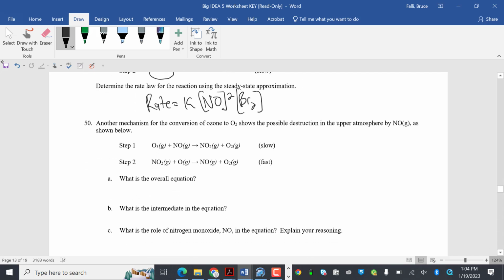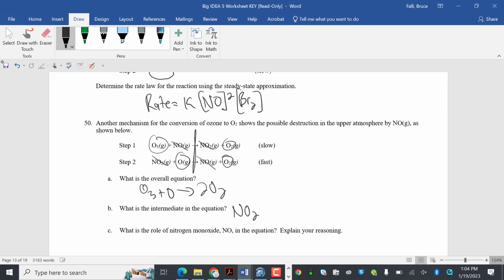Another mechanism for the conversion of ozone shows the possible destruction of the atmosphere by NO, as shown below. What is the overall equation? Let's see. Canceling. So O3 plus O yields 2O2. Notice how here's my dividing line: O3, O, O2.